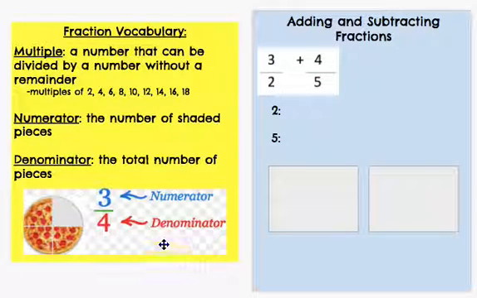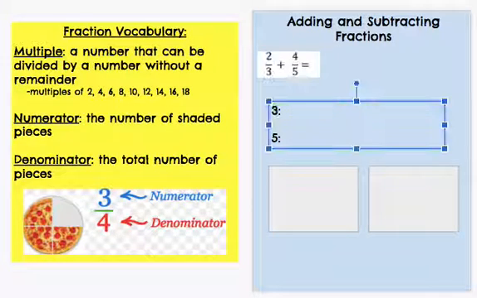If you take a look at this pizza example, you notice that the numerator, the top number here, is a 3. The denominator, the bottom number, is a 4. Looking at the visual, there are 3 out of 4 pieces left of the pizza.